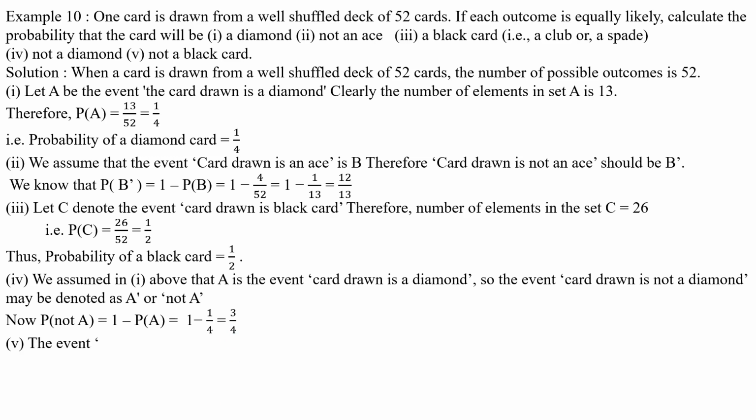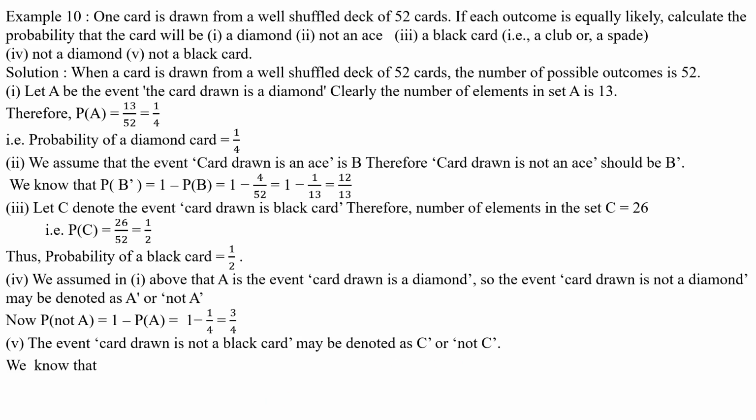Now come to the fifth event. What is the fifth event? Not a black card. Okay, my children. Previously we have found the third event. What is the third event? Getting a black card. Here we have to find the probability of an event that the card drawn is not a black card, means C dash, not C. Probability of not C. Understood this point, my children?